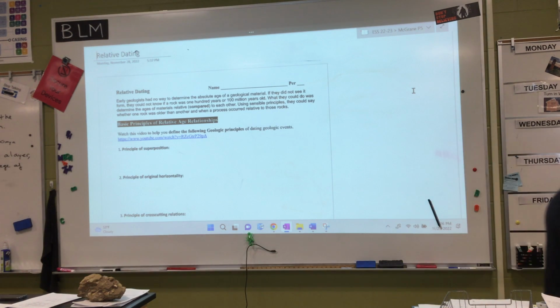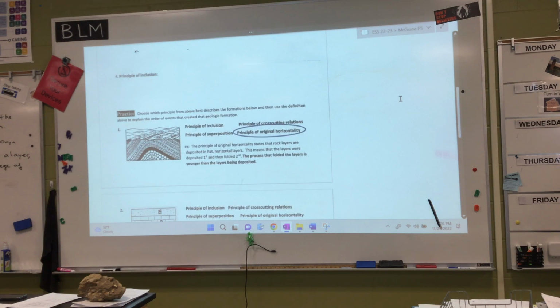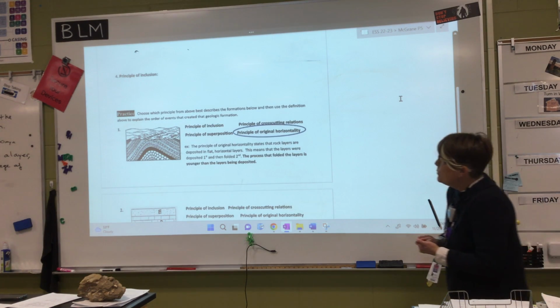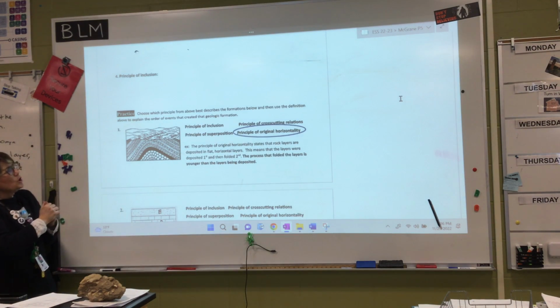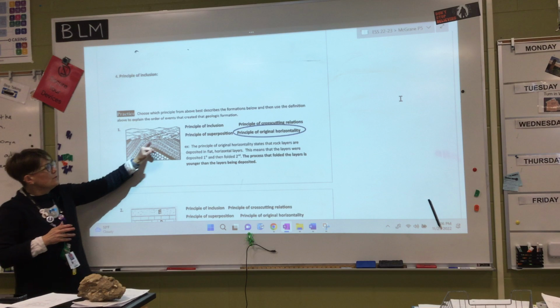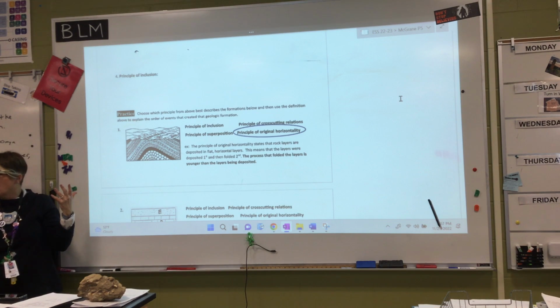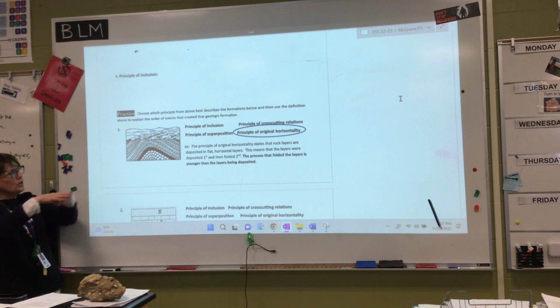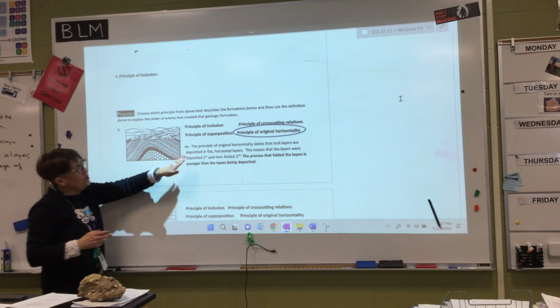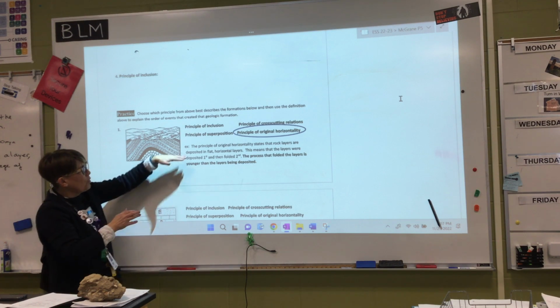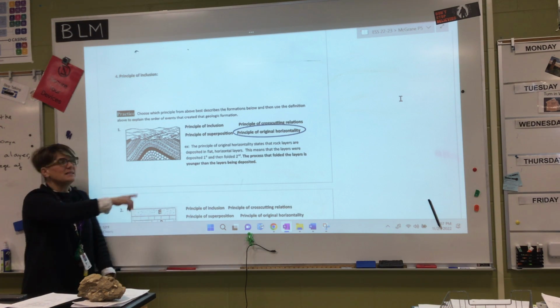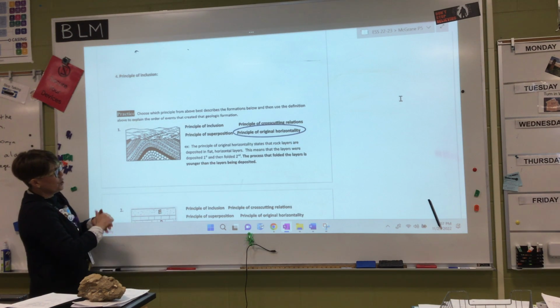All right. After you do that, you're going to have your own practice. For example, you're going to choose which principle or principles from above describe the formations that I give you in each picture. In this case, we see layers of rock, but what has happened to the layers of rock? Looks like they're kind of deformed. They've been squashed or something. They're no longer horizontal. So this is the principle of original horizontality at play, which means that rock layers should be deposited flat. But in this case, they're not. So something had to happen to change that.